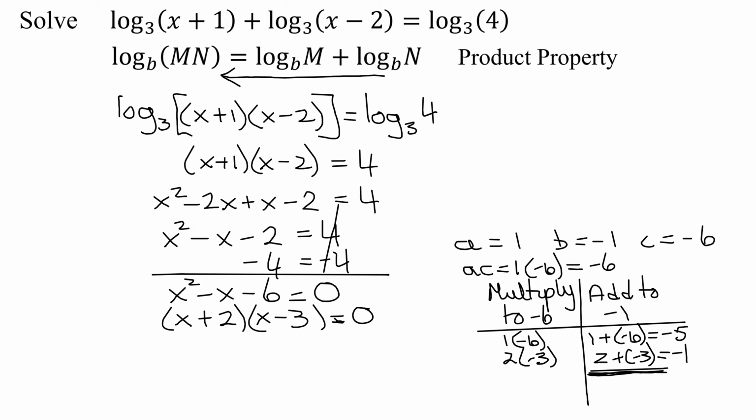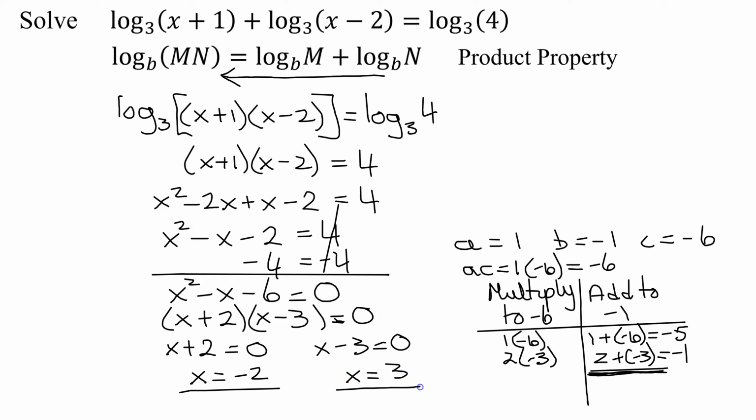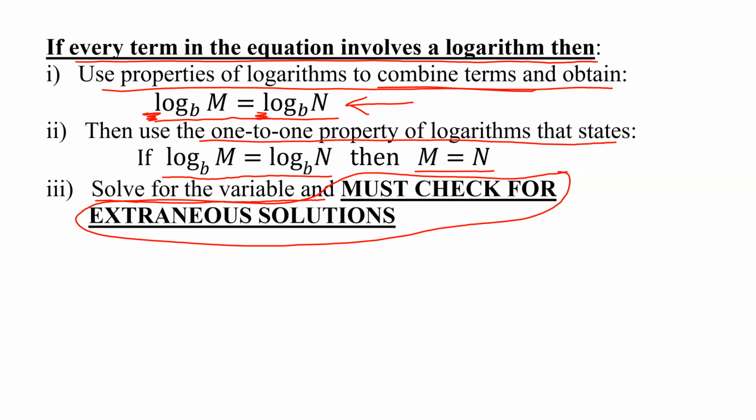Two numbers multiplied together equals 0, so you set each of them equal to 0. So x plus 2 equals 0, and x minus 3 equals 0. For the first one, subtract 2 from both sides, x equals -2. And for the second one, add 3 to both sides, x equals 3. A lot of students stop at this point, but remember what we showed in our notes here. You must check for these extraneous solutions.